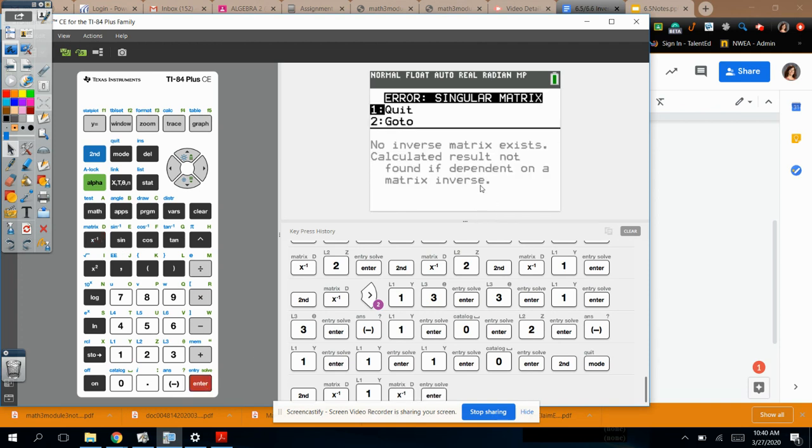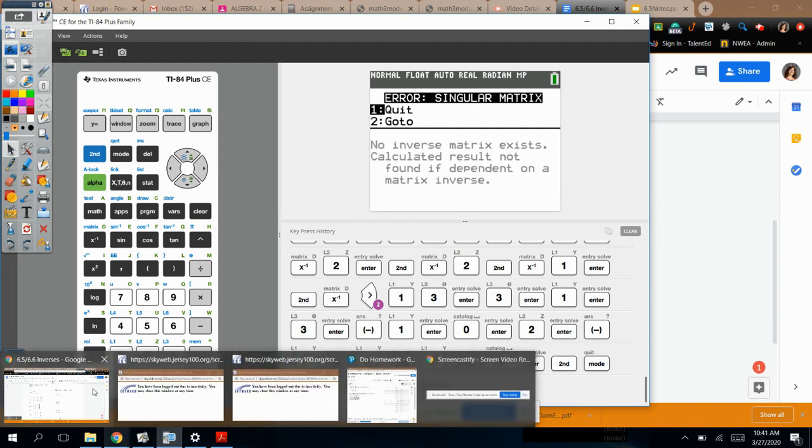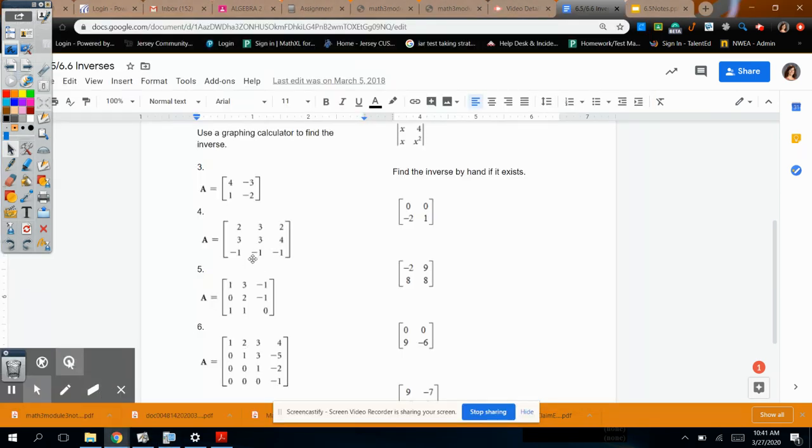And this one does not have an inverse. Not all matrices have inverses. So this one does not have an inverse, and you just would say no inverse. There's no matrix that exists that will undo it. That's fun that I picked that one special. Let's try this one here. I'm hoping it does. 2, 3, 2, 3, 3, 4.